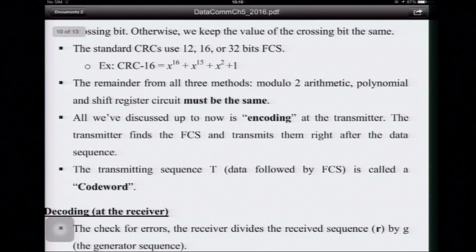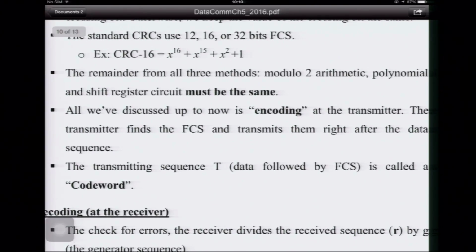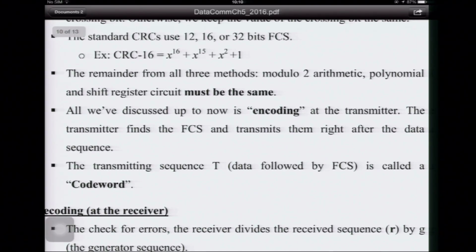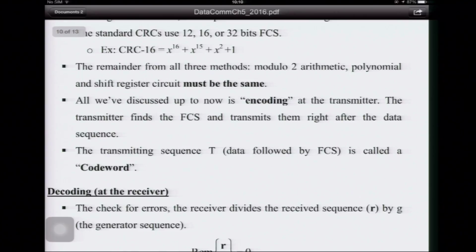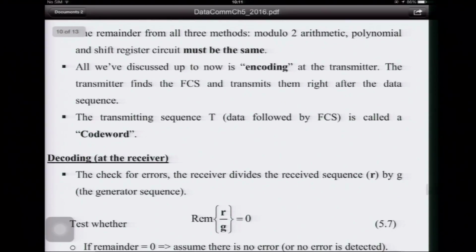This is the standard CRC 16. There are a lot of cyclic redundancy check codes that use 12, 16 or 32 bit frame check sequence. And as I told you before, the generator polynomial is specific. It has to be like this, this is a good code, and the G(X) should be like this. The remainder from all three methods has to be the same.